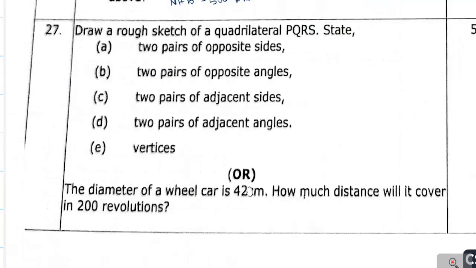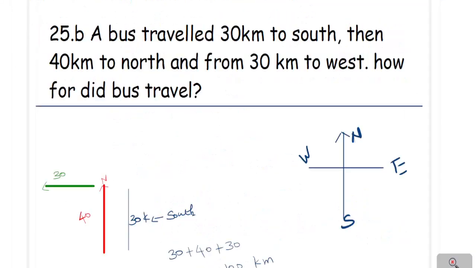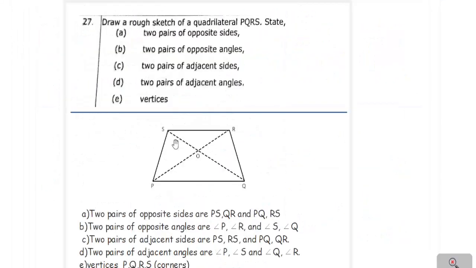Now the 27th question. Draw a rough sketch of a quadrilateral PQRS and state 2 pairs of opposite sides, 2 pairs of opposite angles, 2 pairs of adjacent sides, 2 pairs of adjacent angles and vertices. So we have to draw a quadrilateral PQRS. P, Q, R, S are the 4 vertices or 4 corners. So this is the answer for the vertices: PQRS.